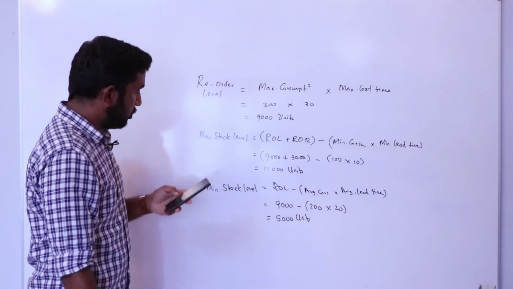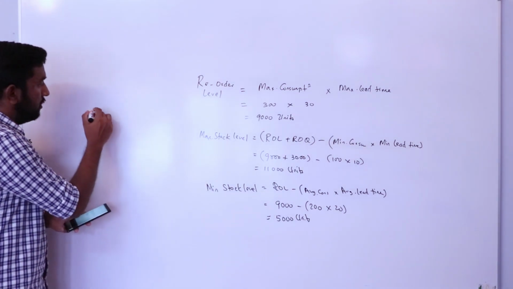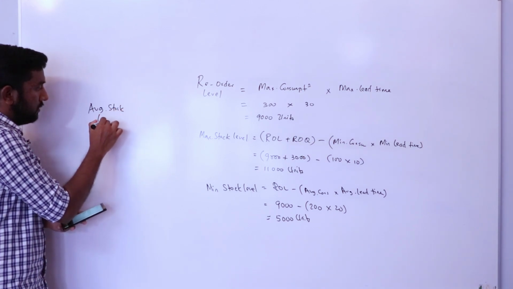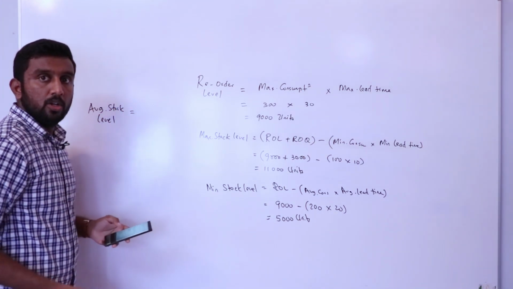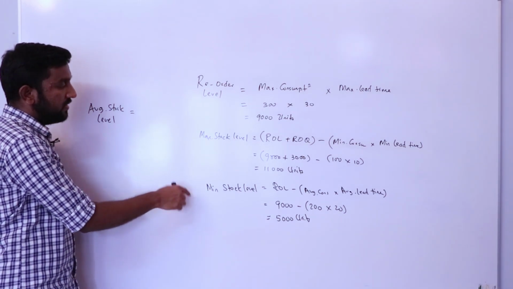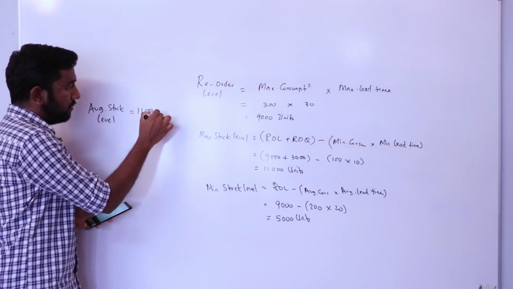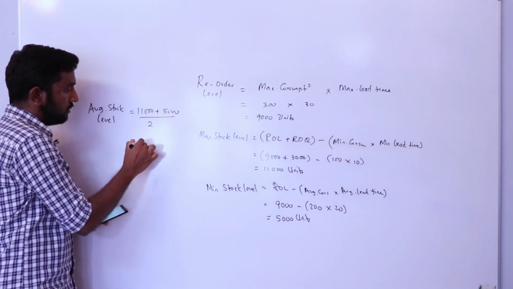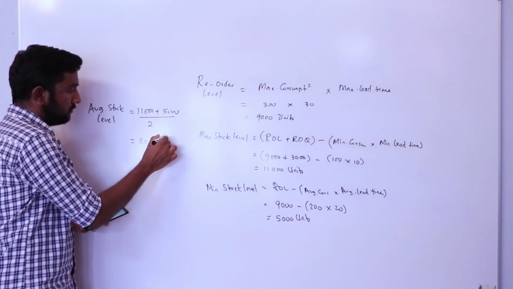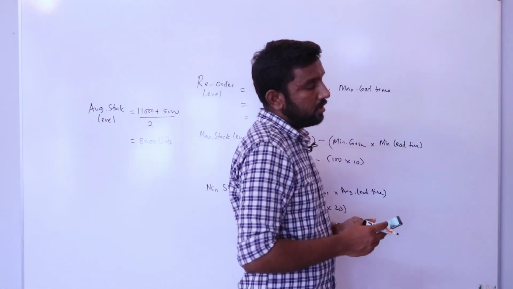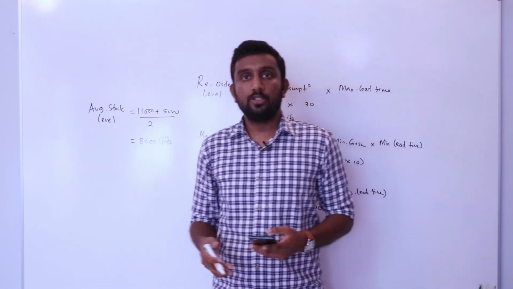And the fourth one is average stock level. So I'll write here average stock level. So average stock level equals what? Maximum stock level plus minimum divided by 2. So 11,000 plus 5,000 divided by 2. So these are the basic questions we do to calculate the stock levels.